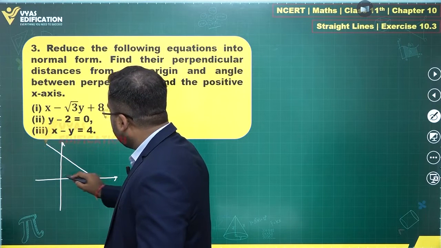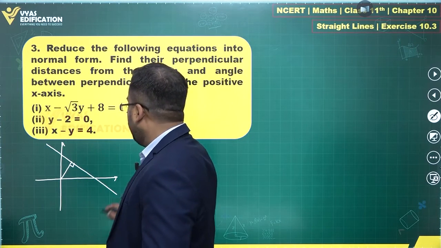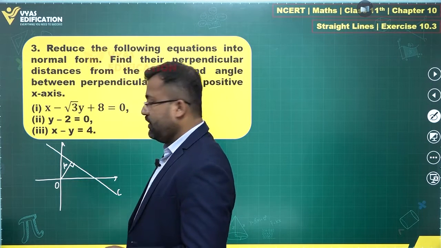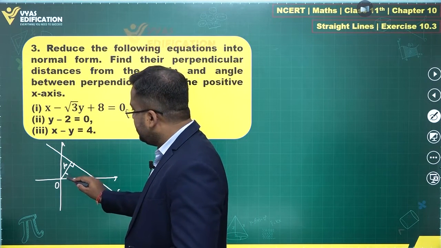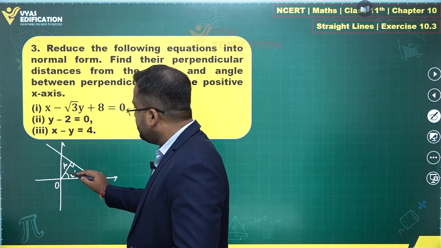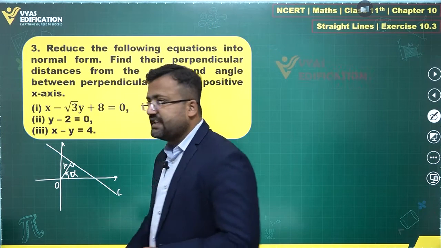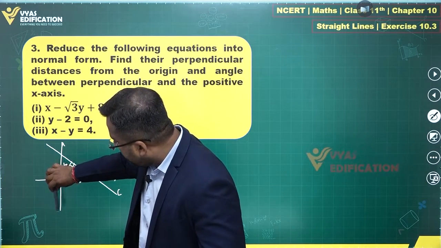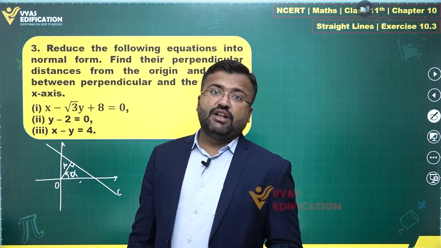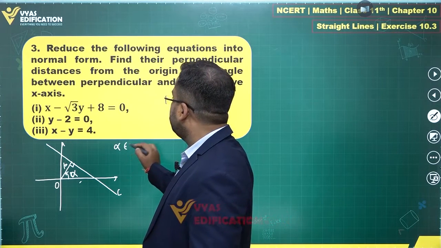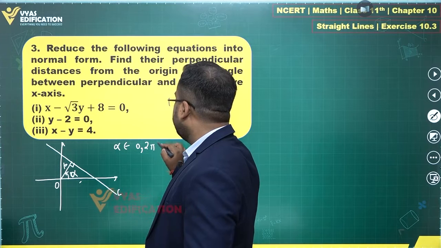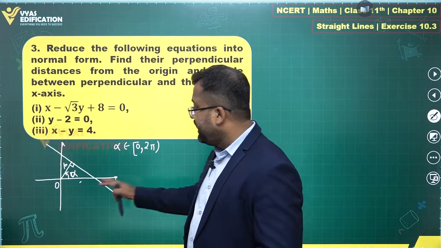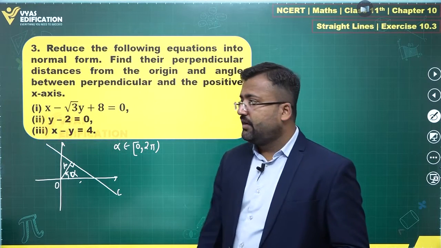Now, what does a normal form look like? For the normal form, we need two things. One is, for any line, we need this perpendicular distance from the origin. And the next thing that we need is this angle made by this perpendicular with positive x-axis. Now this alpha can be 0 to 90 or 180 or 270 or up till 360. Basically alpha belongs to [0, 2π). At 2π I have written an open bracket because 2π is the same as 0 for that matter.